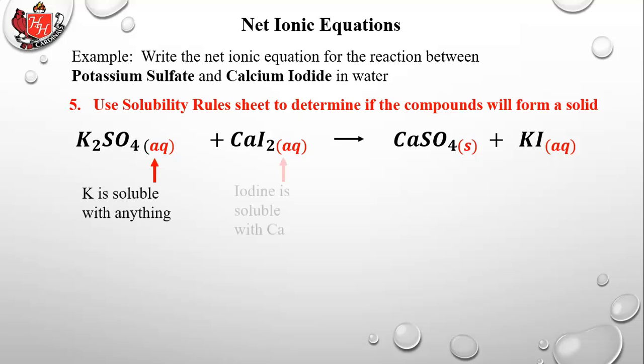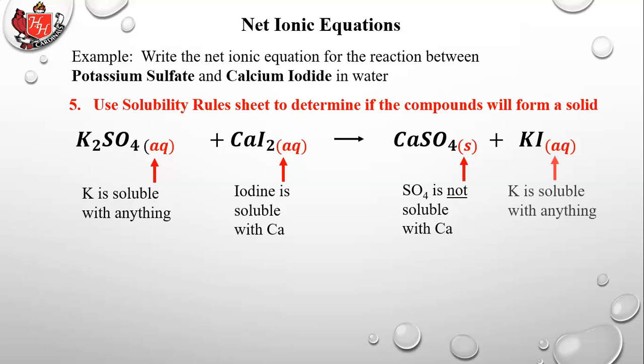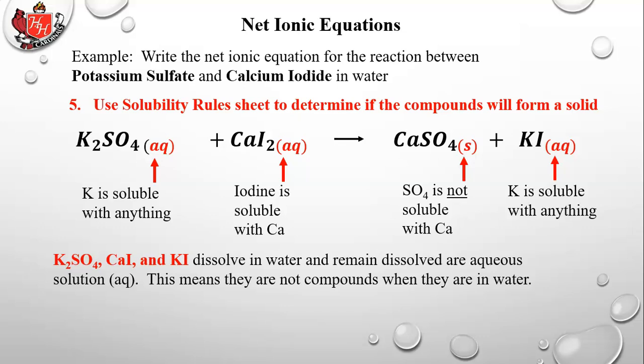So K is soluble with anything. Iodine is soluble with calcium. SO4 is not soluble with calcium, so therefore it's solid. And potassium, again, is soluble with everything. So K2SO4, CaI2, and KI dissolve in water and remain dissolved, and they are in aqueous solution.